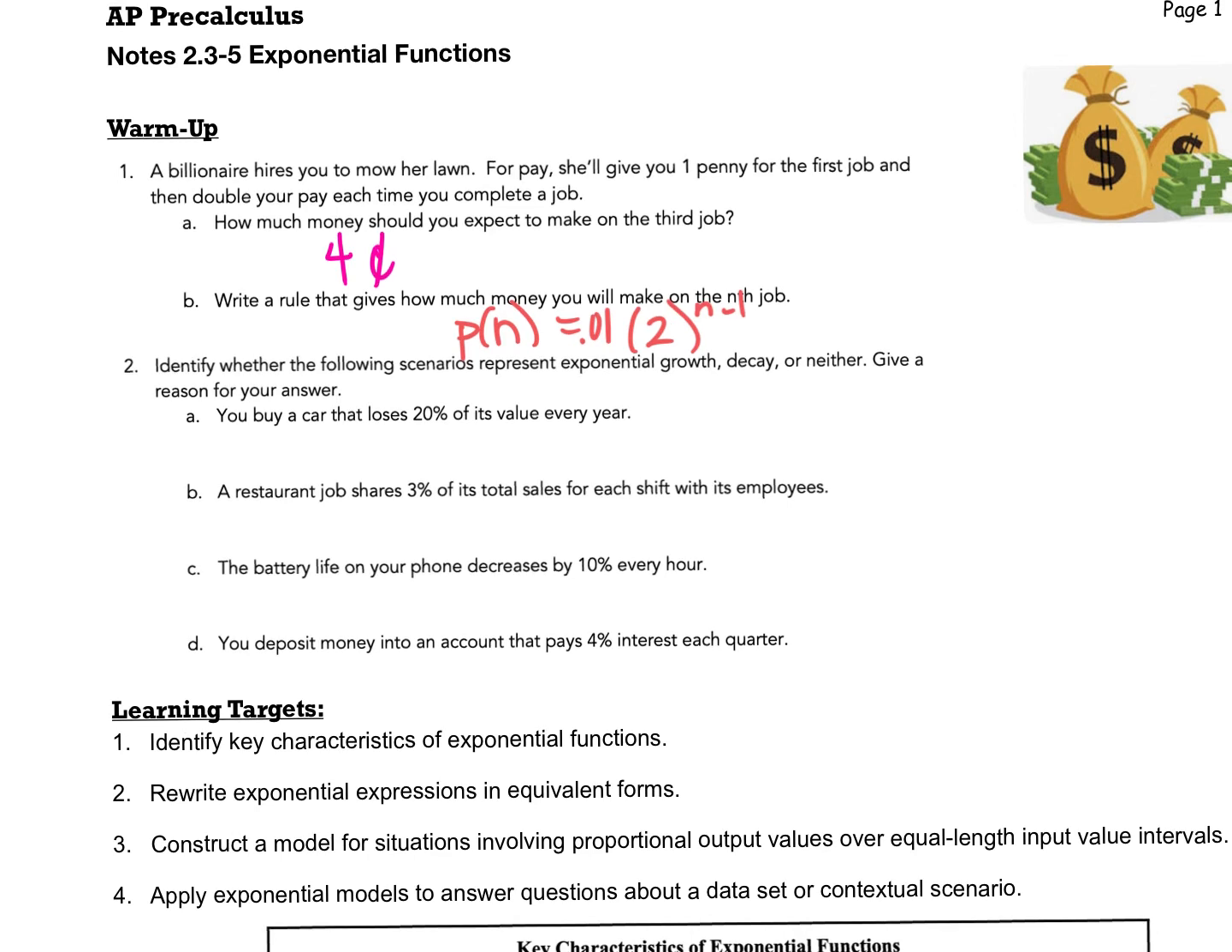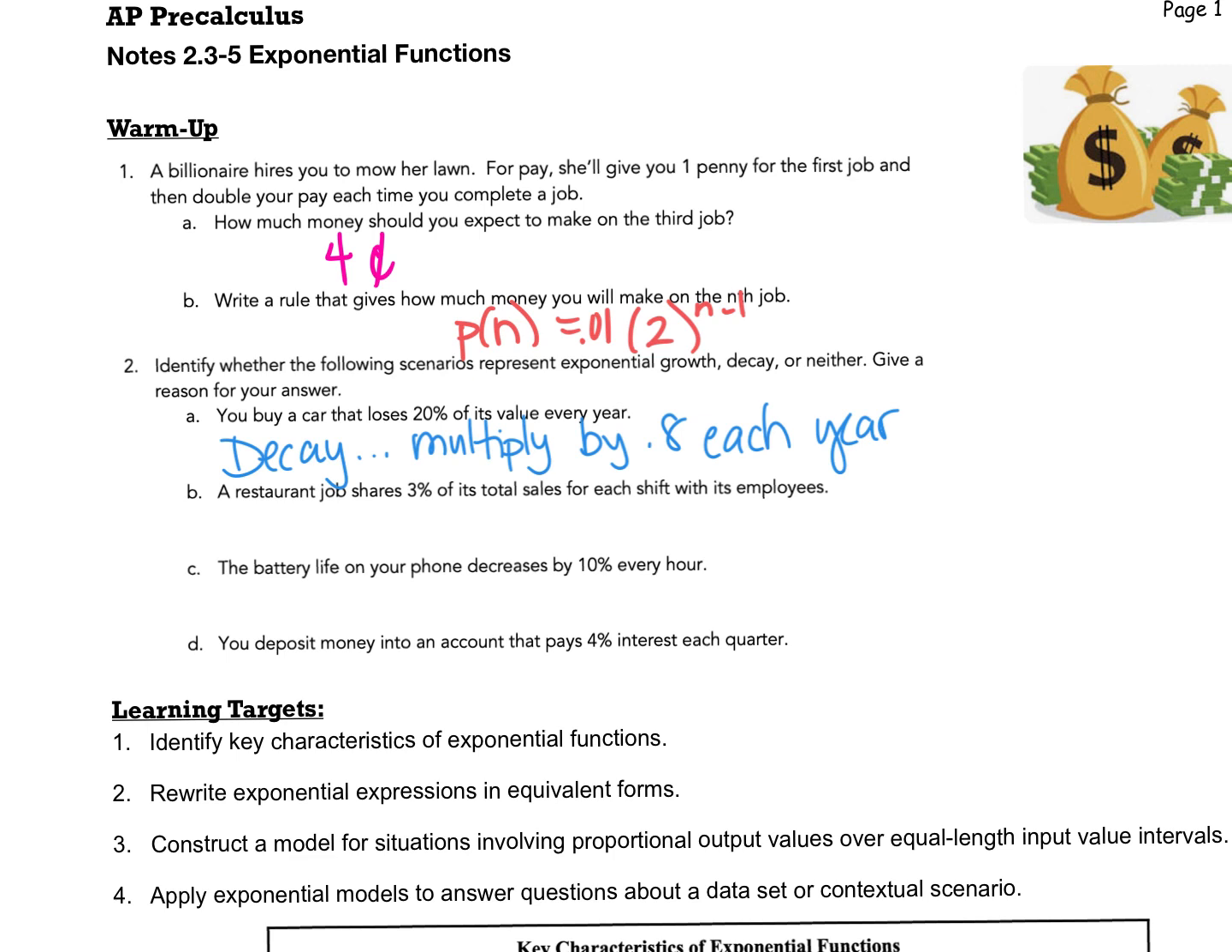It says identify whether the following scenarios would represent exponential growth, exponential decay, or neither. And let's just give a reason. We buy a car that loses 20% of its value each year. What do you think? That is exponential decay. All right, the reason why? We multiply by what percent every year? If I'm losing 20%, how much am I keeping? 80. We multiply by 0.8 each year. That's how much of the value of the car we're going to keep. All right, we're going to lose 20 but keep 0.8.